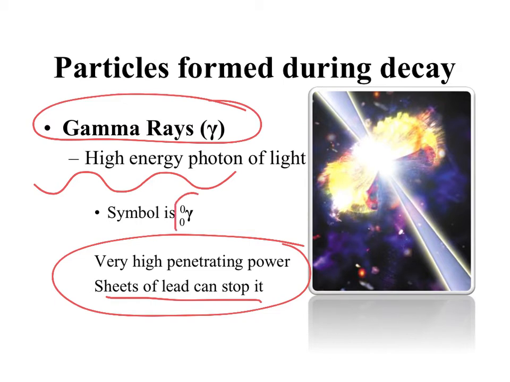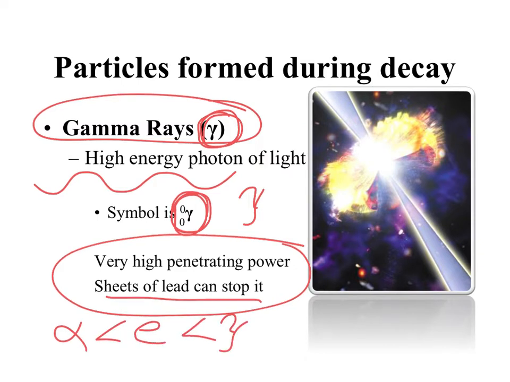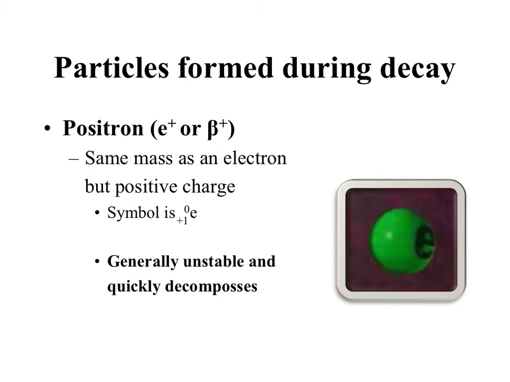But the symbol for it, notice, is 0/0 because there's no mass to it, no protons. And that symbol is gamma, a Greek symbol. It kind of looks like a fancy Y. But when we put them in order, alpha's the weakest, beta or the electron is next, and then gamma is the strongest. One other that I want to talk about that we don't cover too much is a positron.